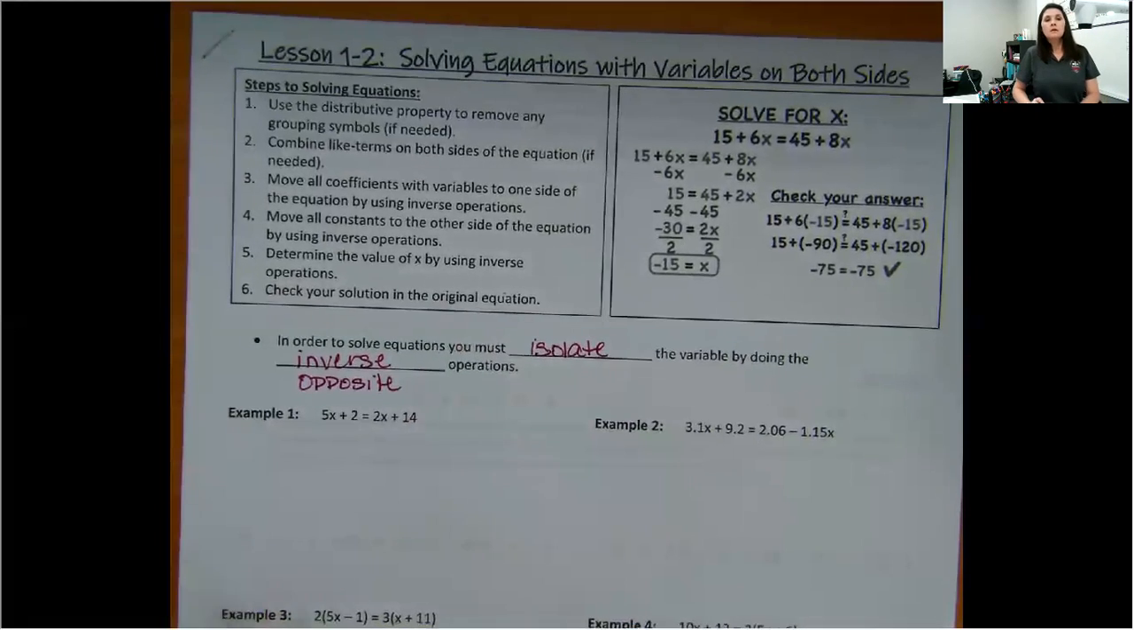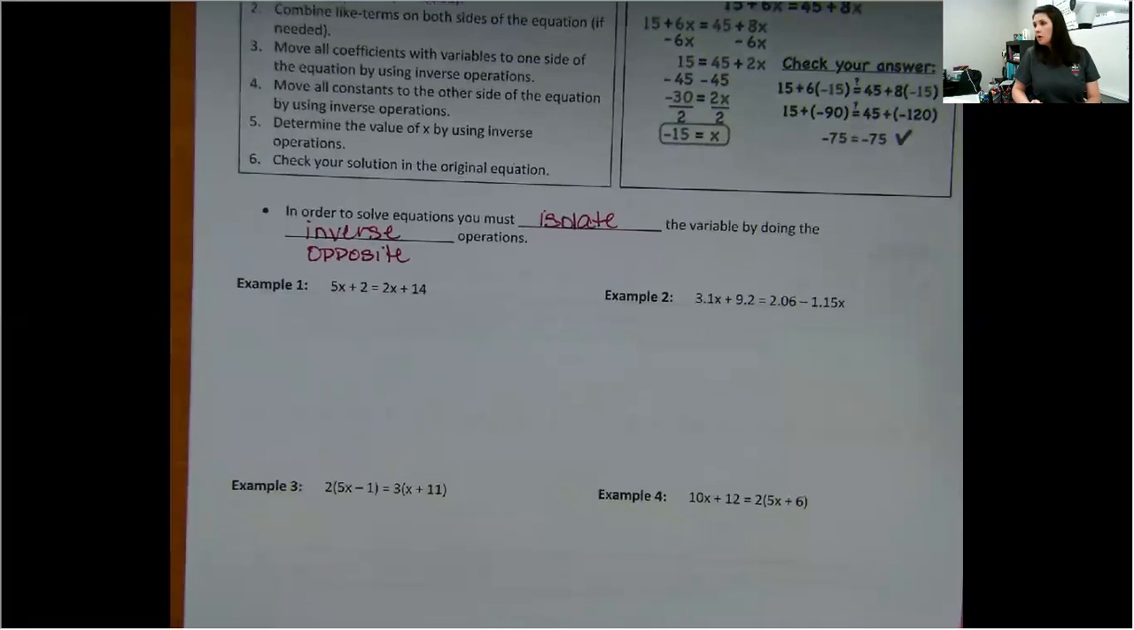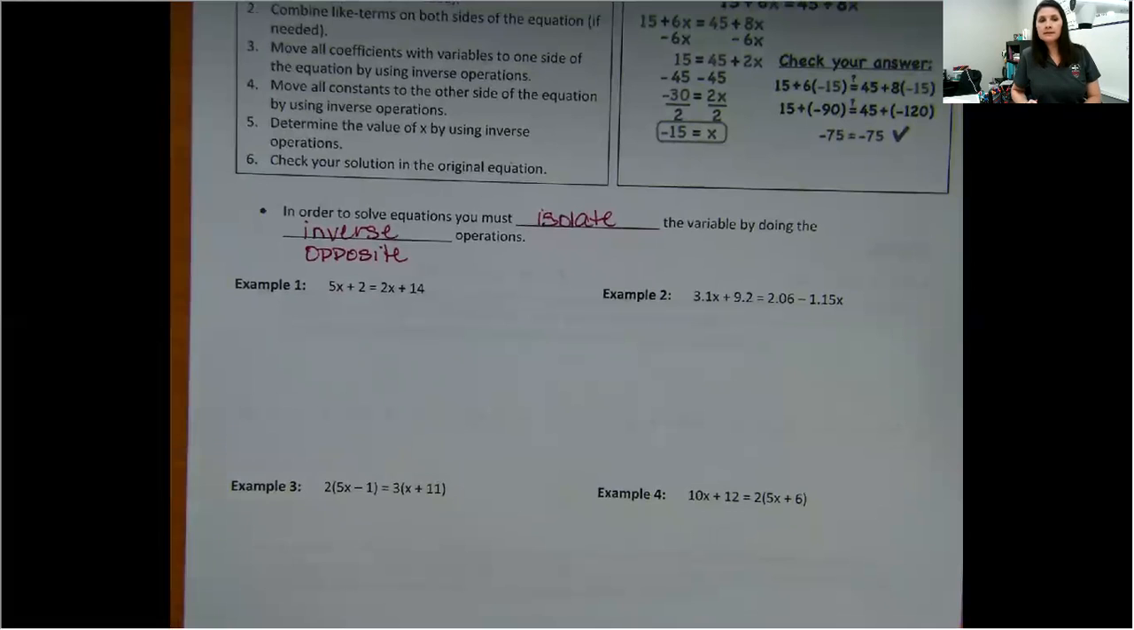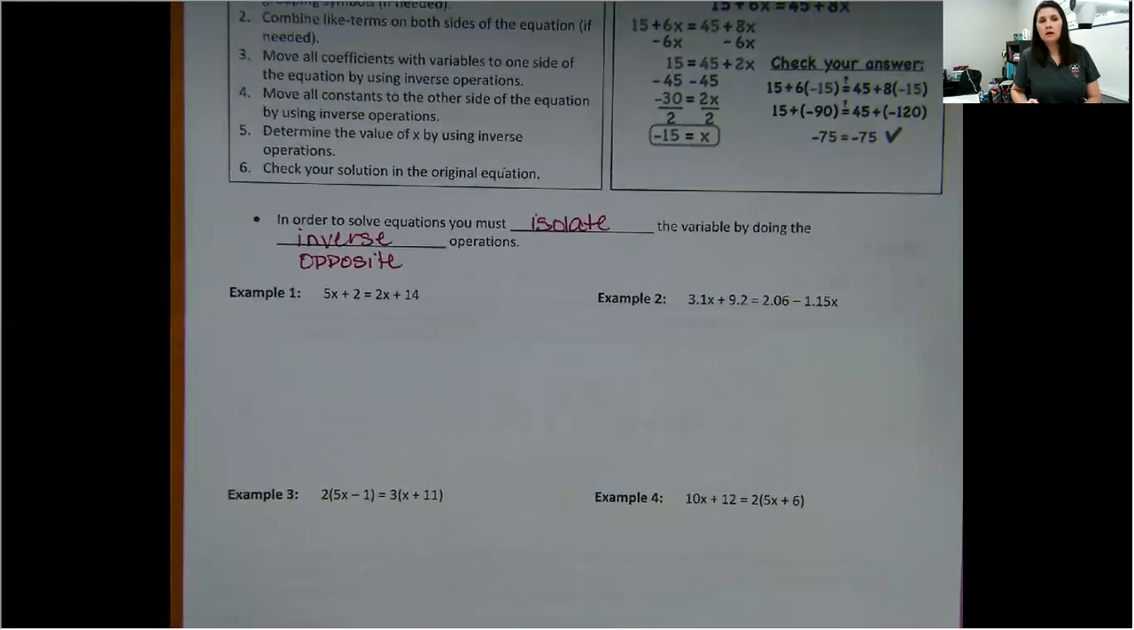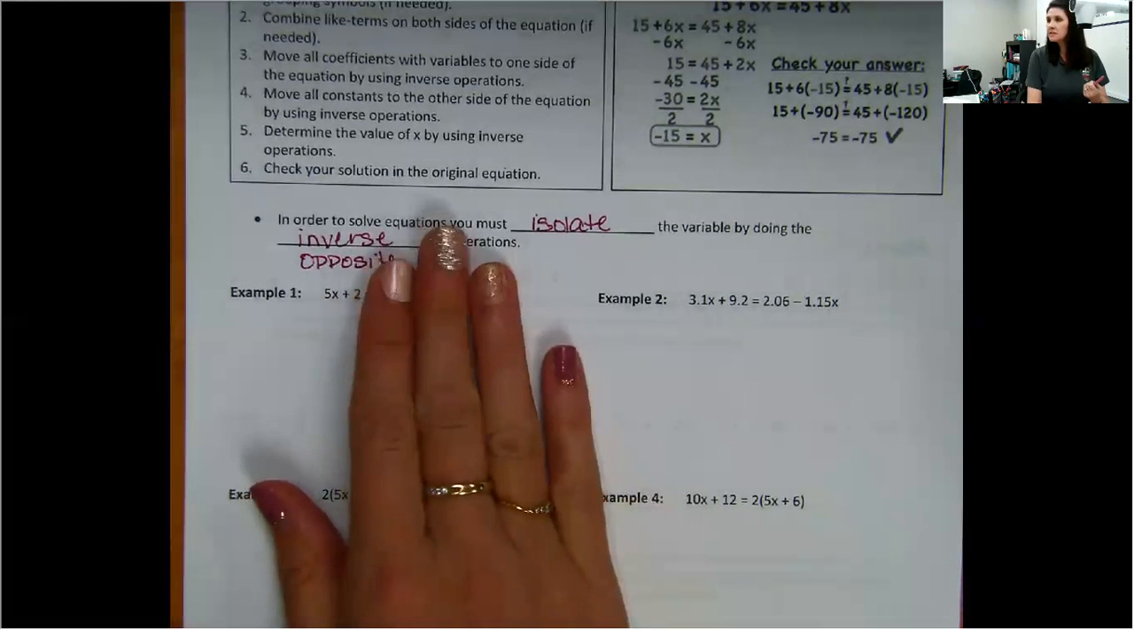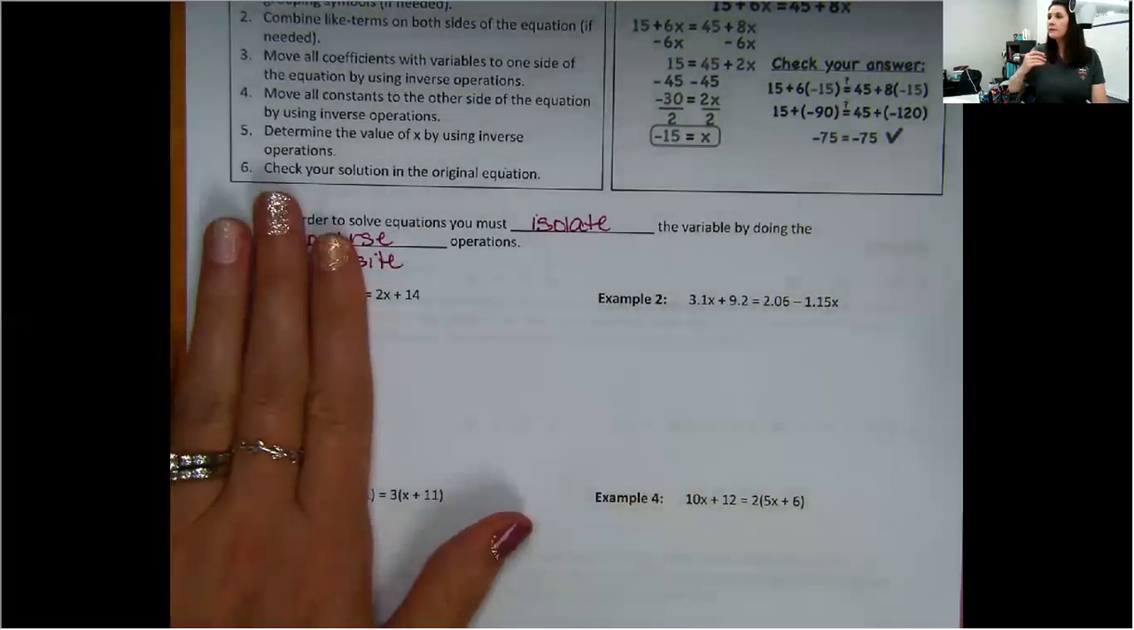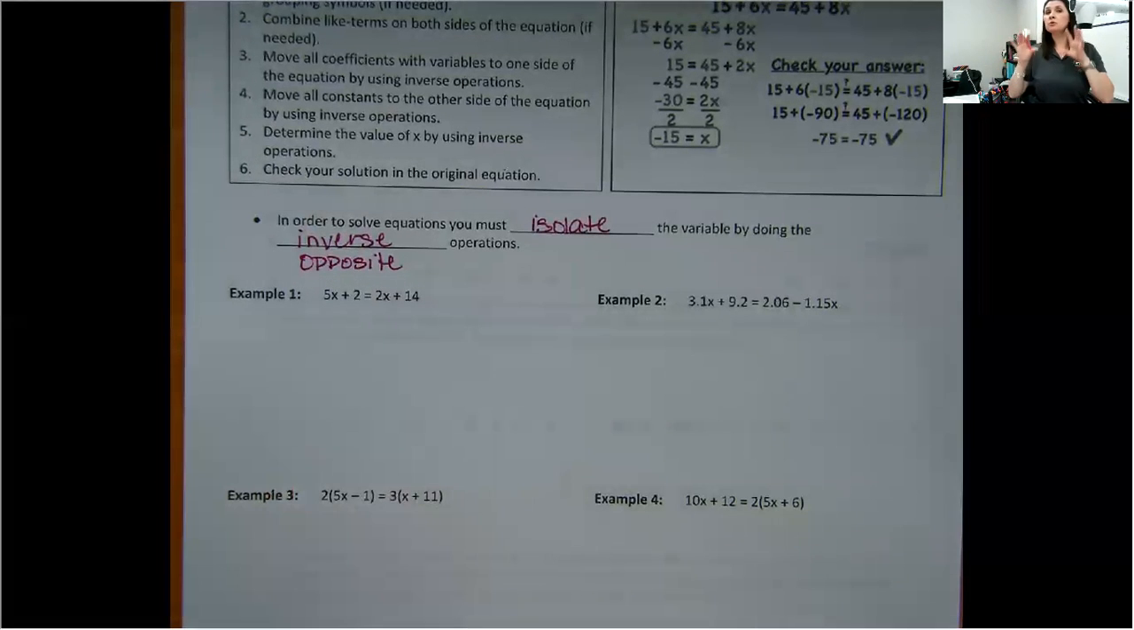Now you're going to see something a little new on this first example: 5x plus 2 equals 2x plus 14. I do not have grouping symbols, so I'm not going to be distributing. If I look at my left, I don't have any like terms to combine. And if I look at the right, I don't have any like terms to combine. So my focus now is to move all terms with variables to one side of the equation and all terms with constants to the other side, so that all my variables are on one side, all my constants are on the other.